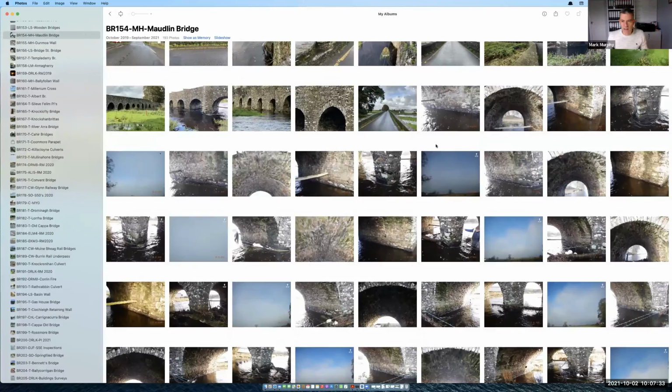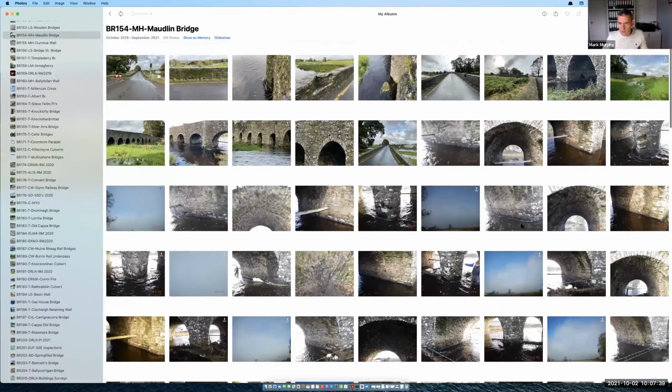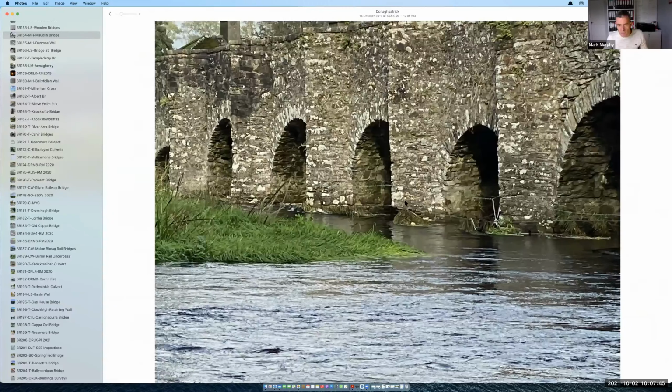It's 13 spans, and we found a lot of issues with it. I'll show you here and see. But it wasn't in good condition. It needed a lot of work. You can probably see there that it's undermined. There's no support on that.